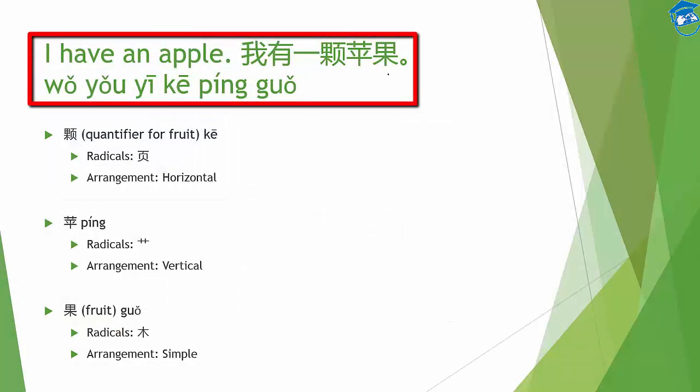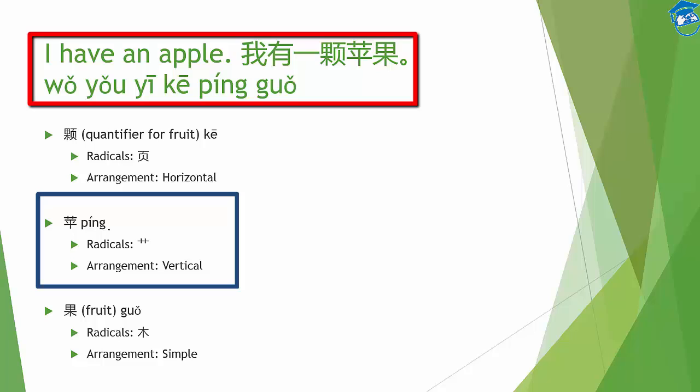The last two characters together, they mean apple, 苹果. So the first character here, the pinyin is here. It doesn't really have a meaning on its own, so I'm not writing anything here. And the radical is what's on top here. Okay, and the arrangement is vertical because it has the top component and also the bottom component here.